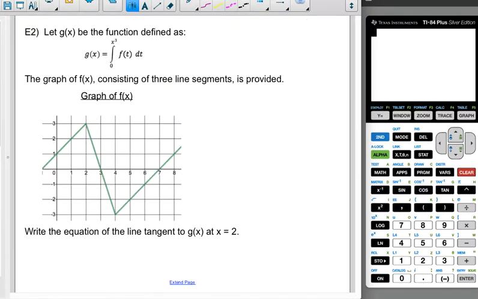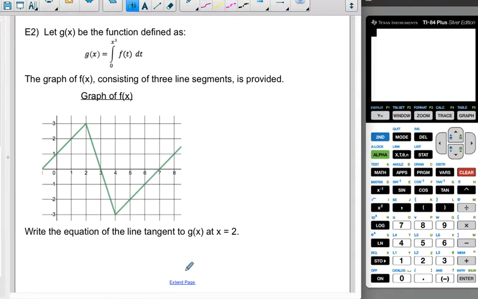All right. Example 2, let g of x be the function defined as g of x equals the integral from 0 to x cubed of f of t dt. So we're given f of x, and we're asked to write the equation for the tangent line of g of x at x equals 2.